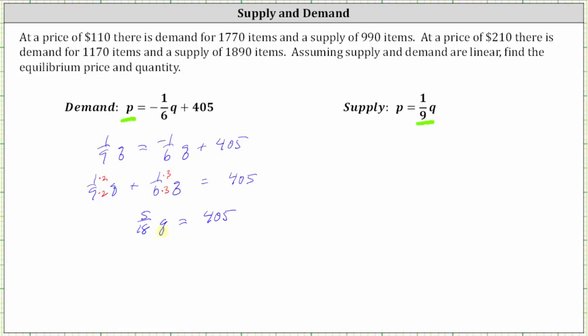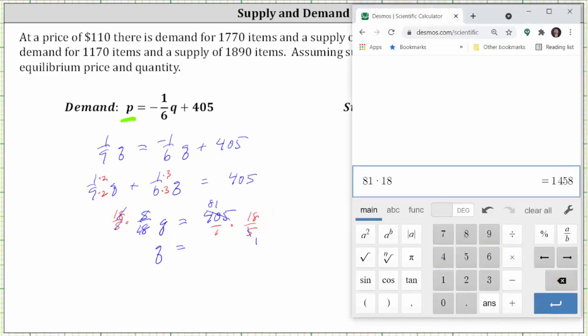To solve for Q, we multiply both sides by the reciprocal of 5/18, which is 18/5. Simplifying, on the left, we just have 1 times Q or Q. On the right, 5 and 405 share a common factor of 5. There's 1 5 in 5 and 81 5s in 405. The quantity is equal to 81 times 18, which is equal to 1,458.